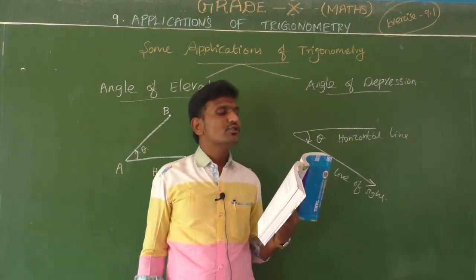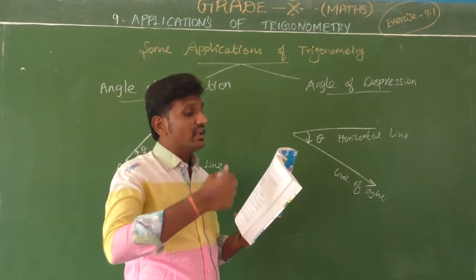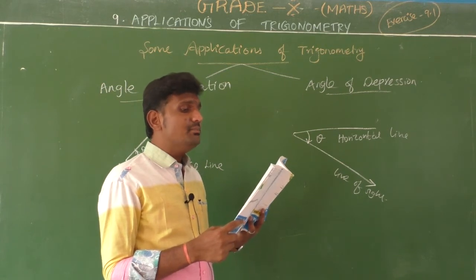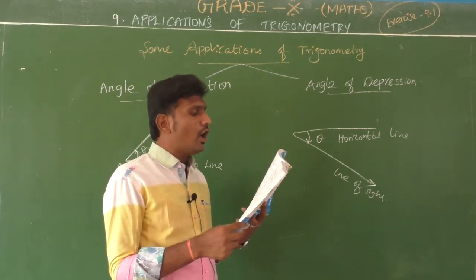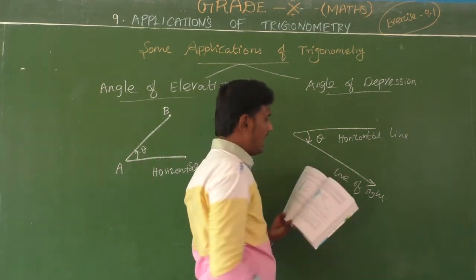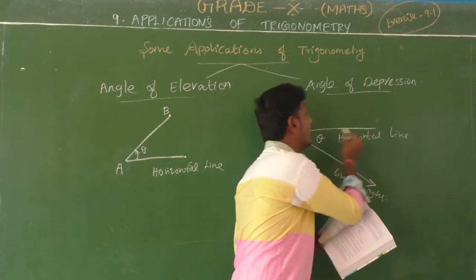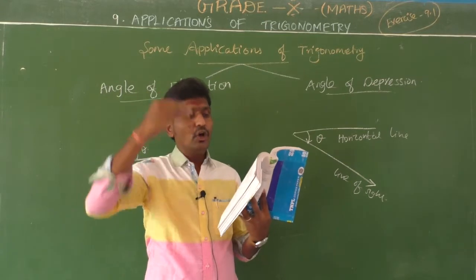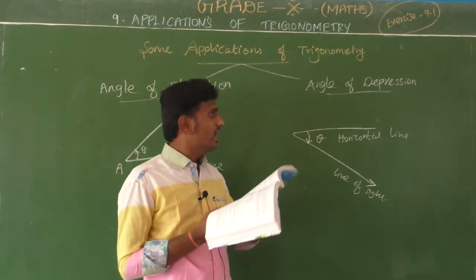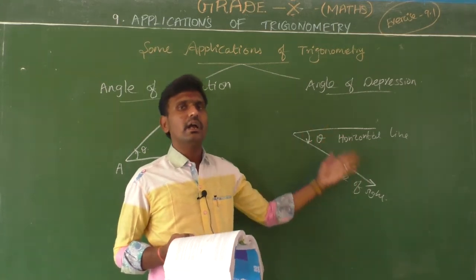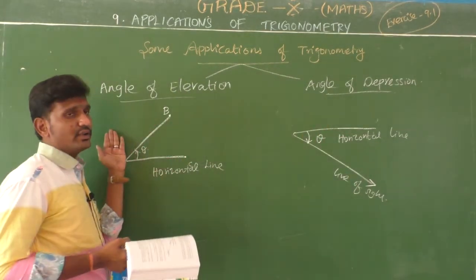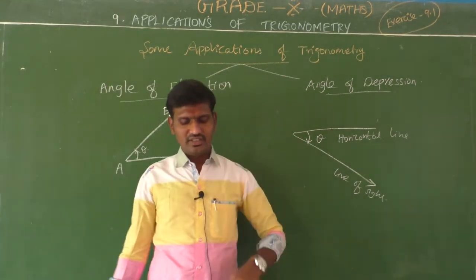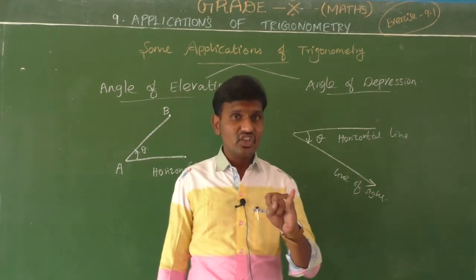So that theta is called the angle of depression. That's all. Now the definition I am giving, listen. The angle of depression of a point on the object being viewed is the angle formed by the line of sight with the horizontal line, when the point is below the horizontal level. Above the horizontal level, it is angle of elevation. These two things, angle of depression and angle of elevation, we are going to see in the whole chapter.